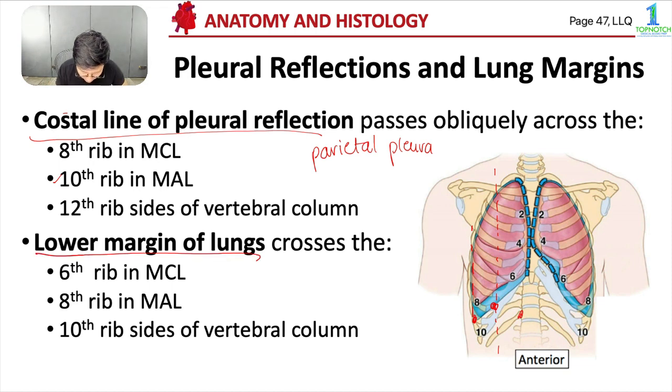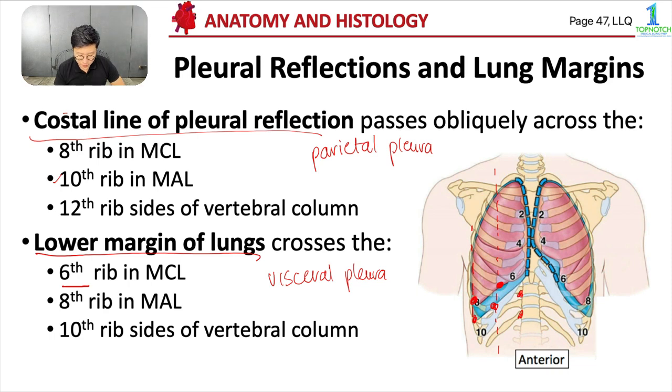While the lower margin of the lungs, which is basically your visceral pleura, only reaches the 6th rib at the mid-clavicular line. So ito yung lower margin, di ba, ng lung. Hanggang 6th rib lang siya sa mid-clavicular line. Hanggang 8th rib lang siya sa mid-axillary line. And hanggang 10th rib lang siya sa sides of the vertebral column.